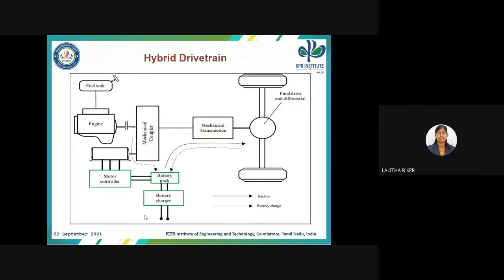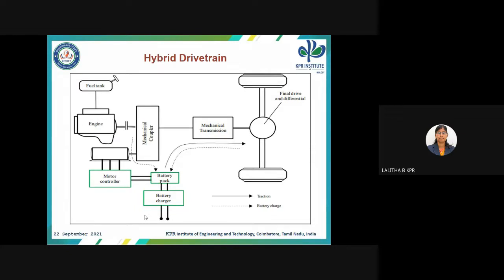During the braking condition, the electric motor is off. It will act as a generator and store the energy in the battery. So it is called regenerative braking. In the regenerative braking condition, when the brake is applied, the braking kinetic energy is converted into electricity and stored in the battery backup.